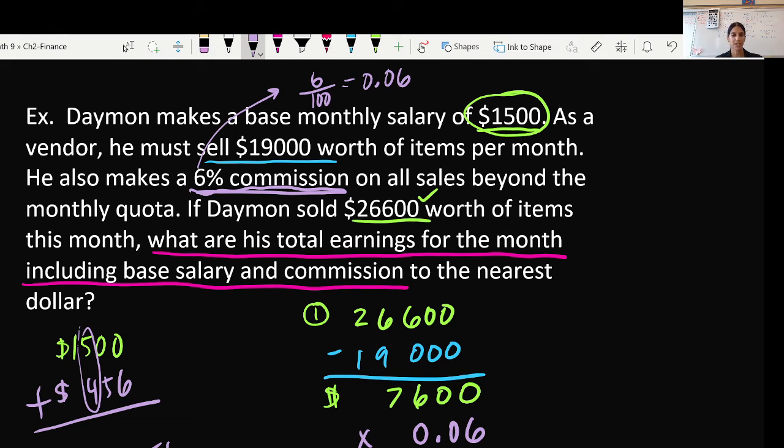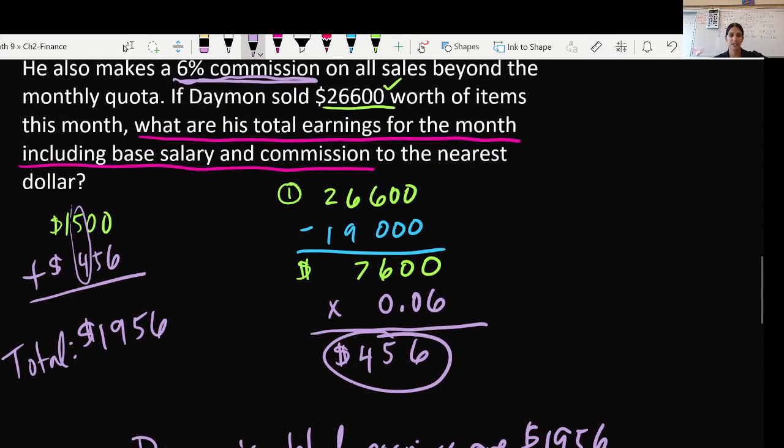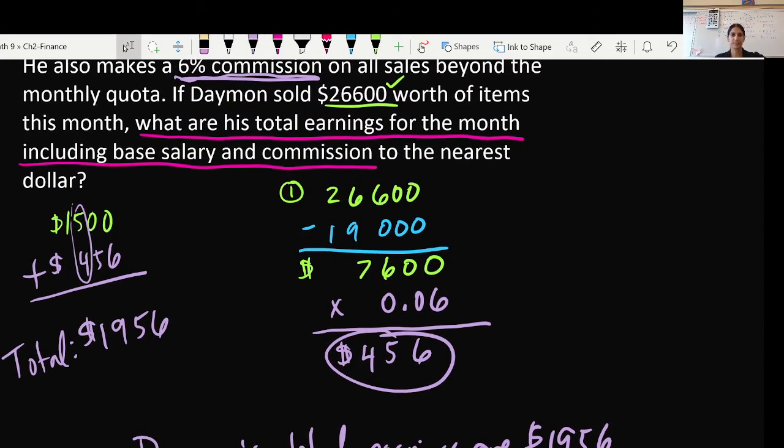What are his total earnings for the month? So Damon's total earnings are $1,956. It's said to the nearest dollar, so that's what we've done. We've rounded it to a whole number.